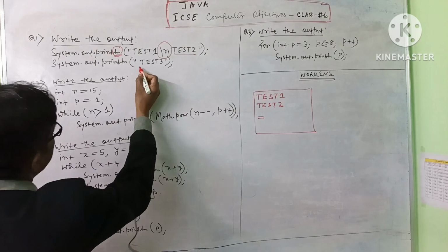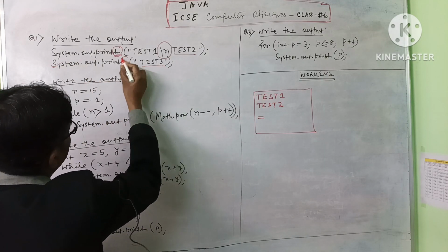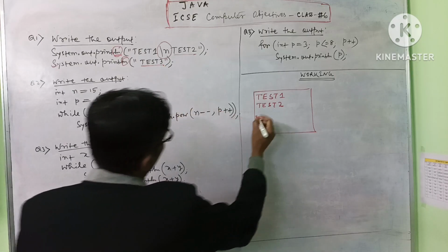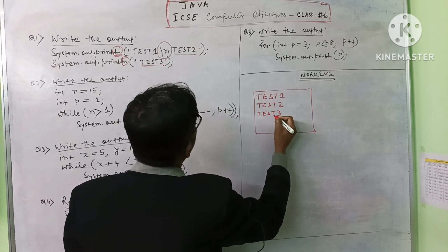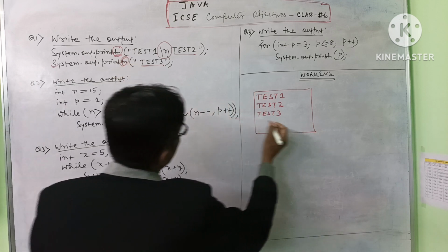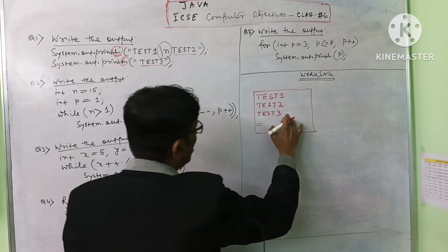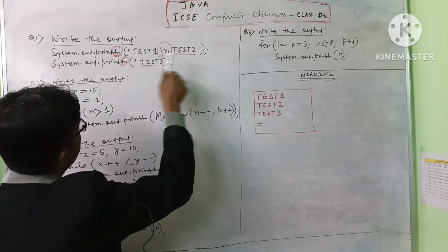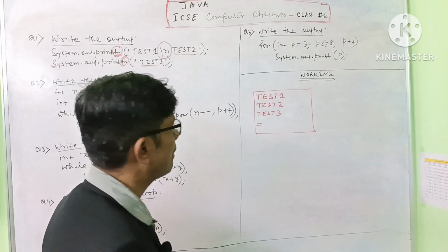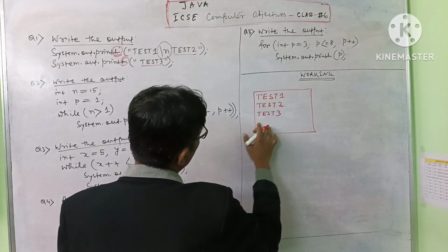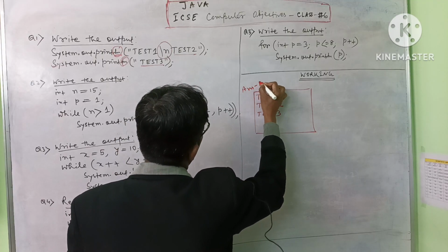In the third line, I have again given a print statement with the println option. So Test 3 will come here. Then because of this ln, your cursor will come down to the next line. That means after printing with ln, the cursor goes to the next line. Now this is your output for answer number 1.